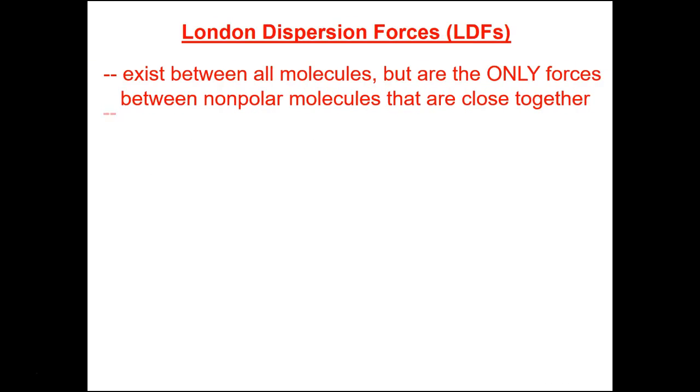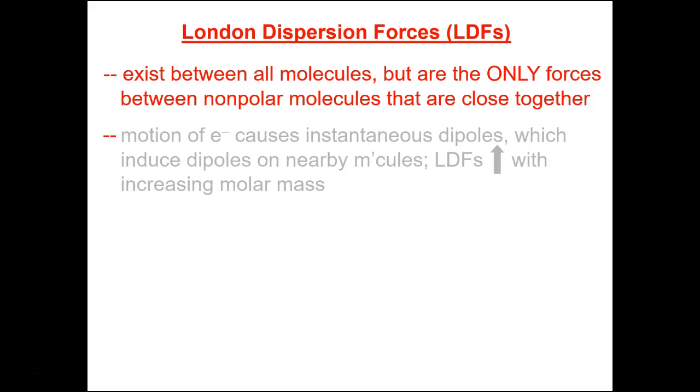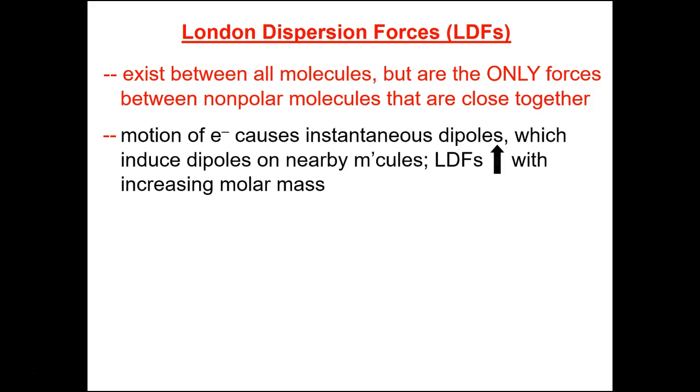London dispersion forces exist between all molecules, but are the only forces between nonpolar molecules that are close together. So we get LDFs in everything. Everything is going to have an LDF, but we only say LDF if there's nothing else there. If we've got two nonpolar molecules close together, we have LDFs. Basically, the electrons surrounding all of these things give them an instantaneous dipole every once in a while as the electron rolls around, which then causes the LDFs to go up.